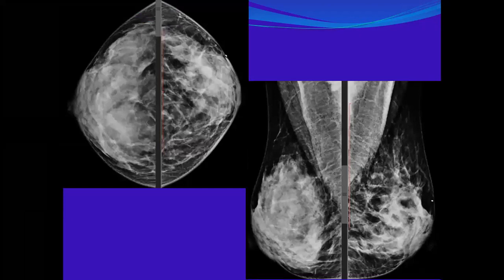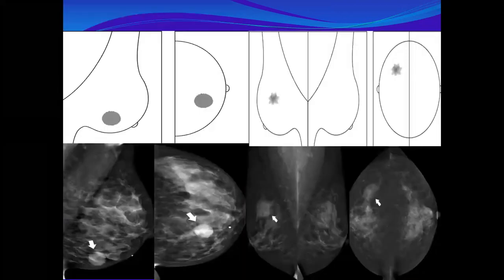But please, Dr. Rabab, can you go back to that case? Because I see it as a mass. Why is it an asymmetry, a focal asymmetry? Who is talking?